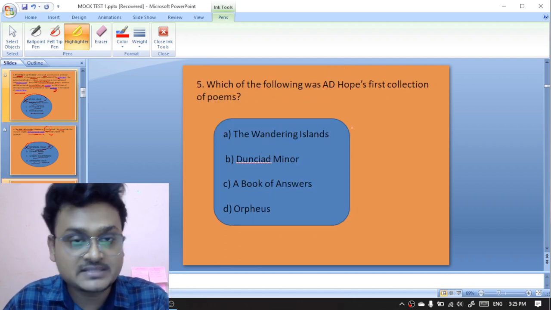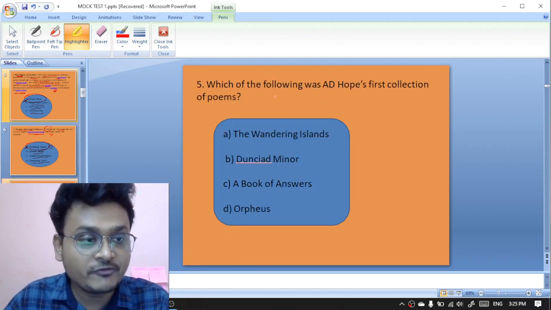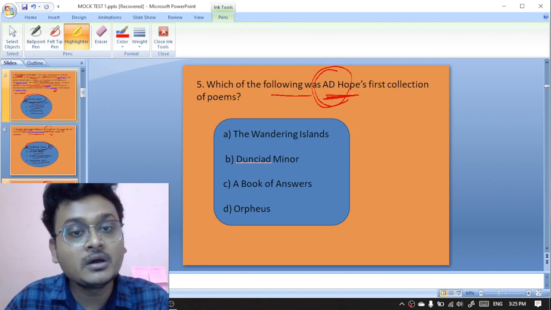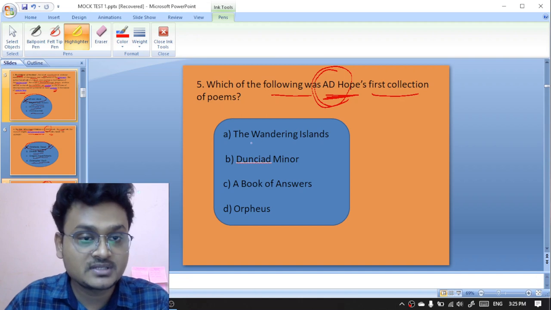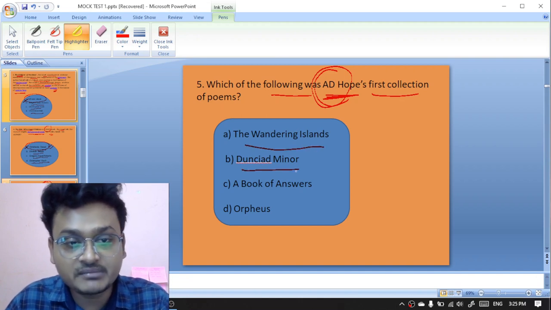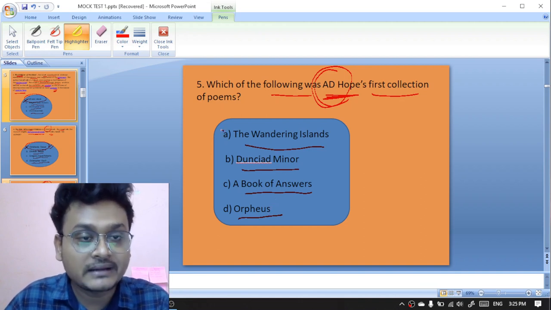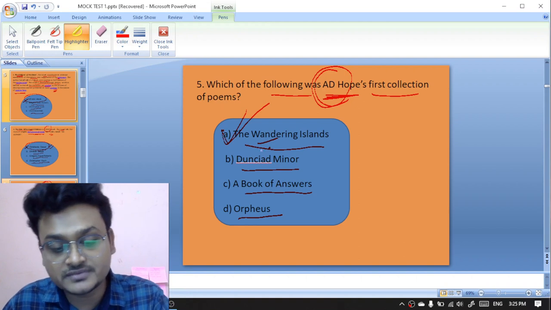Okay, here is the explanation. Which of the following was A.D. Hope's, the Australian poet's, first collection of poems? The Wandering Island, Dunciad Minor, A Book of Answers, or Fuse? So A.D. Hope's first collection of poems was The Wandering Island. So A is the right option over here.